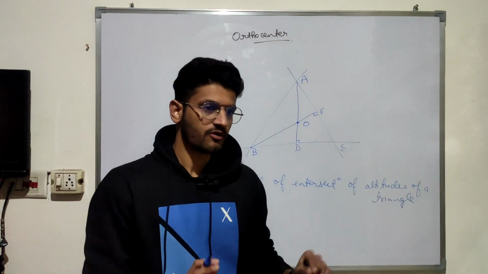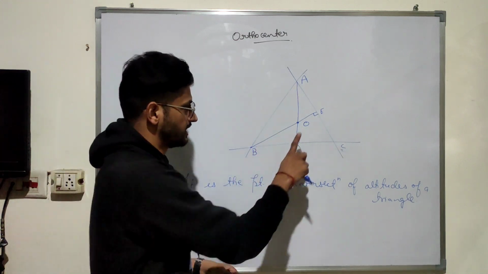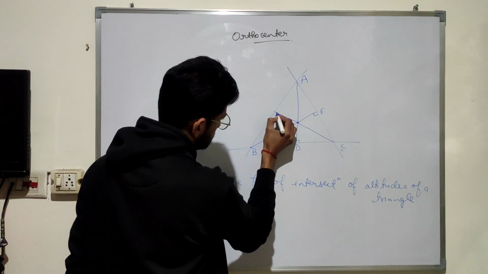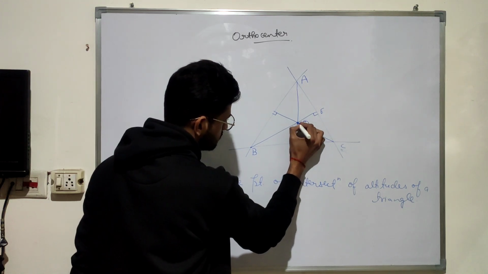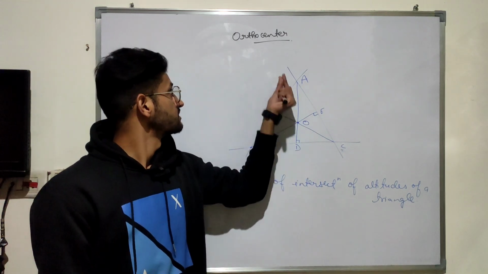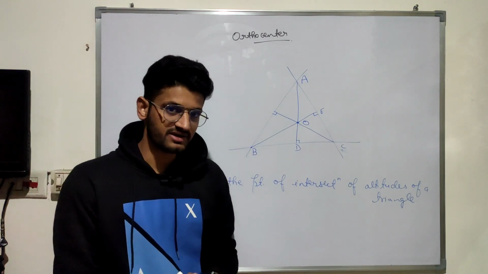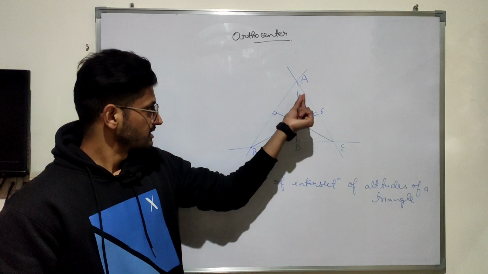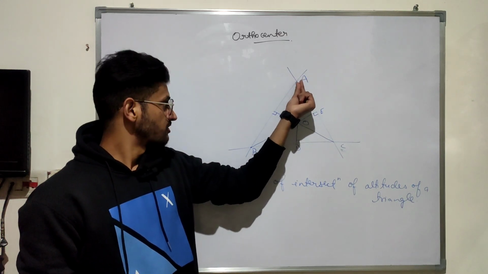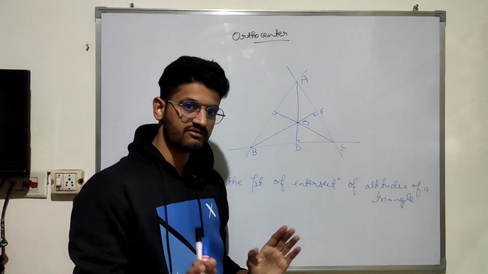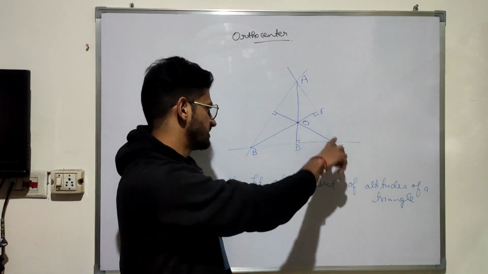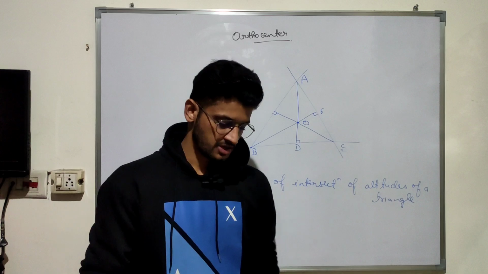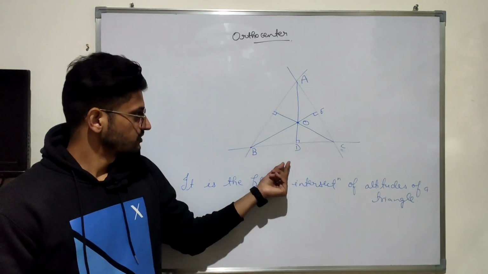Similarly, if we draw an altitude from point C towards side AB, it will also pass through point O itself, making 90 degrees, and this point of intersection is known as the orthocenter. So the orthocenter is the point of intersection of altitudes of a triangle. Whenever we draw an altitude from point A to side BC, and similarly from point B to side AC, they will intersect at a point O, and that point O is known as the orthocenter. So the definition is very much clear to you.